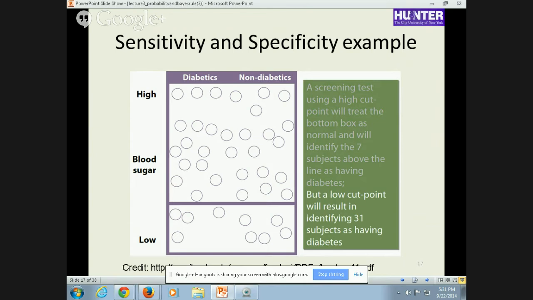Again, with the low cut point, we end up missing people who have diabetes. With the low cut point, we tend to miss people who actually have diabetes. We miss fewer people when we raise the cut point, but we're also going to have more false positives. We're going to tell people they may have diabetes when they don't.